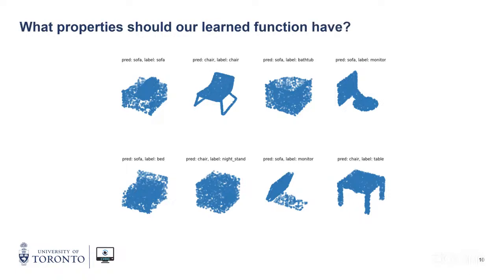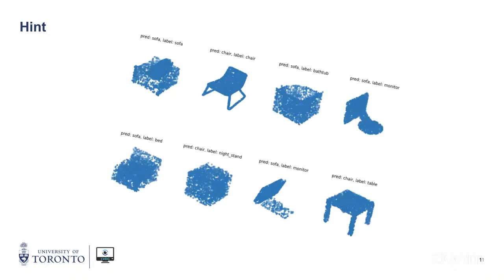So one question we can ask, which is going to be the main focus today, is what kind of properties should our function have? Let's say we have a learning algorithm or a neural network. What should we be able to say or guarantee about this network? Does anyone have any ideas? So I'll give you a hint. Any ideas?